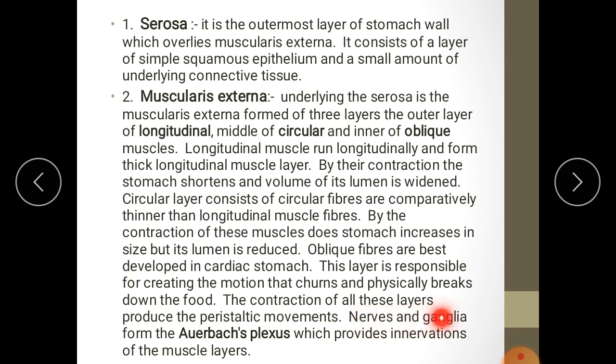Nerves and ganglia form the Auerbach plexus. Nerves and ganglia that are present in the muscularis externa form the Auerbach plexus, which provides innervation of the muscle layers. Muscle layers are controlled by the Auerbach plexus.